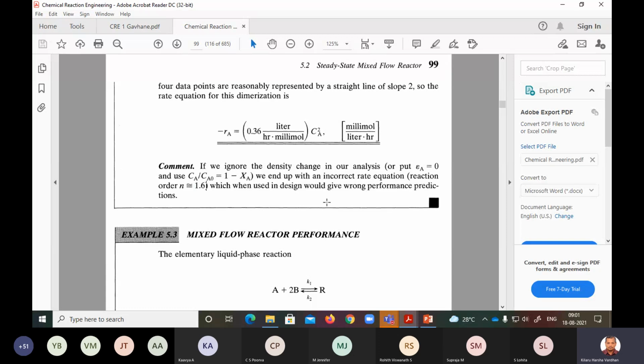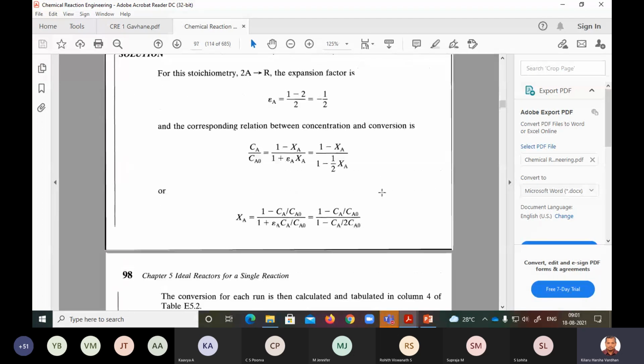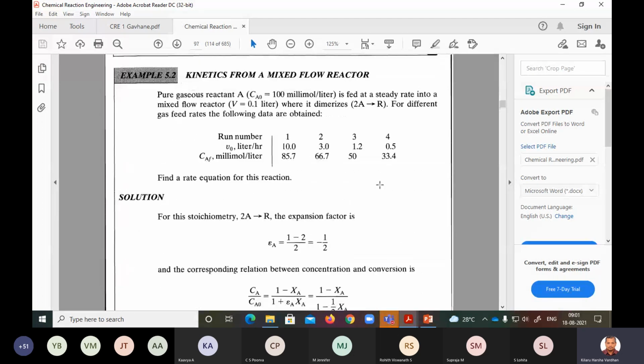Understand? So everywhere, when you are doing a problem, see whether it is a liquid phase reaction or a gas phase reaction. Any doubt in this problem? This problem was asked a lot of times. It is an example problem in 5.2, in the third edition of Levenspiel. They asked it a lot of times.